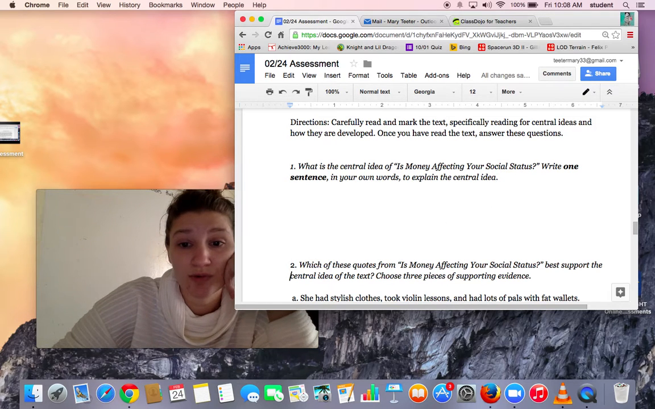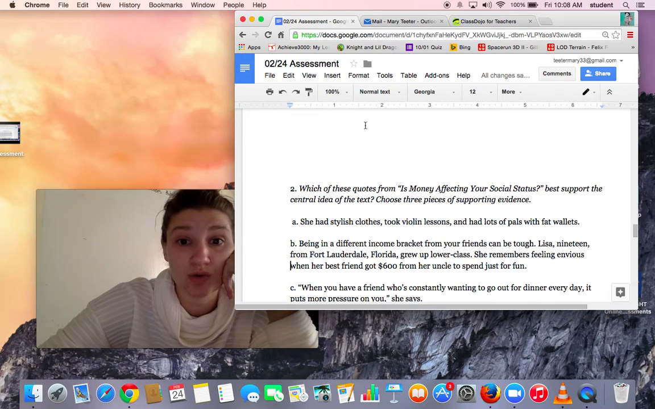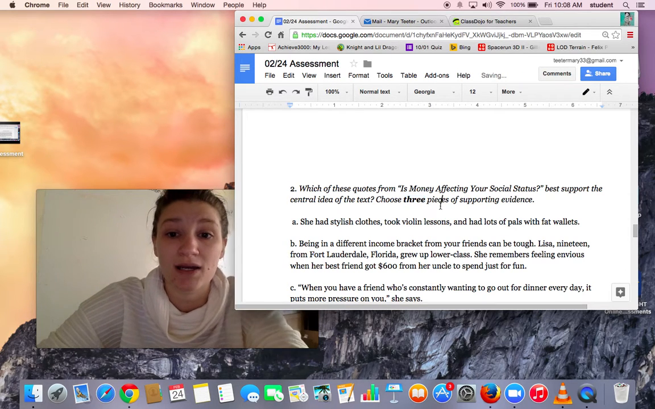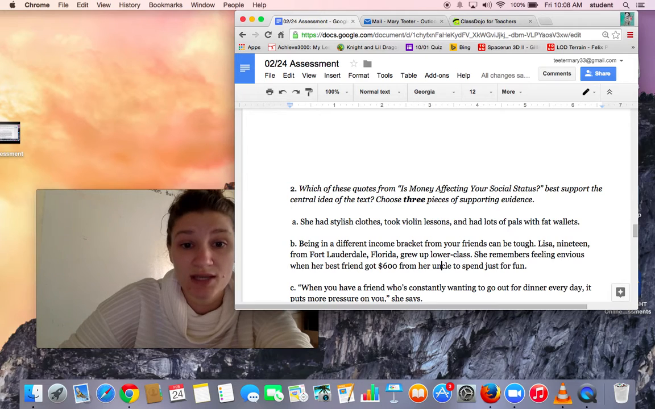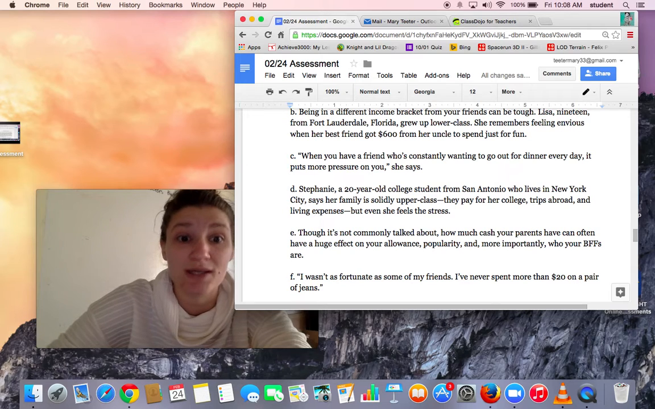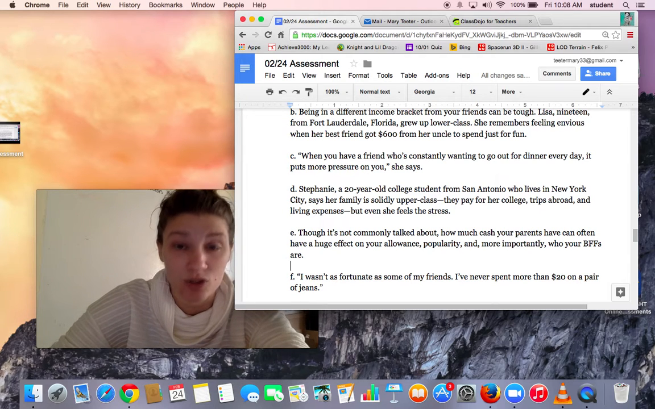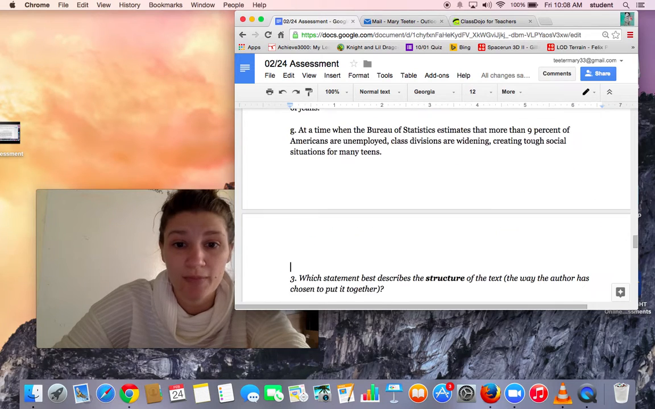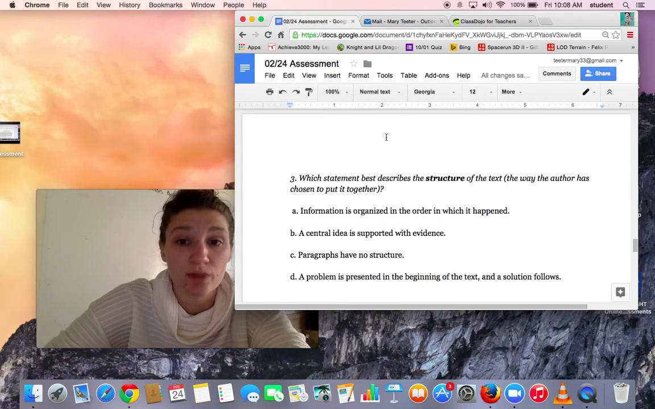Question number 2 is multiple choice. Once you choose your central idea in question 1, you're going to want to find some evidence to support that. So in question number 2, you're selecting 3 pieces of evidence to support your main idea. So you have choices A, B, C, D, E, F, and G. You want to select 3 of them. Try to choose the ones that best support your main idea or your central idea. Question number 3 asks you about the structure of the text. How is the text organized? How did the author put it together?